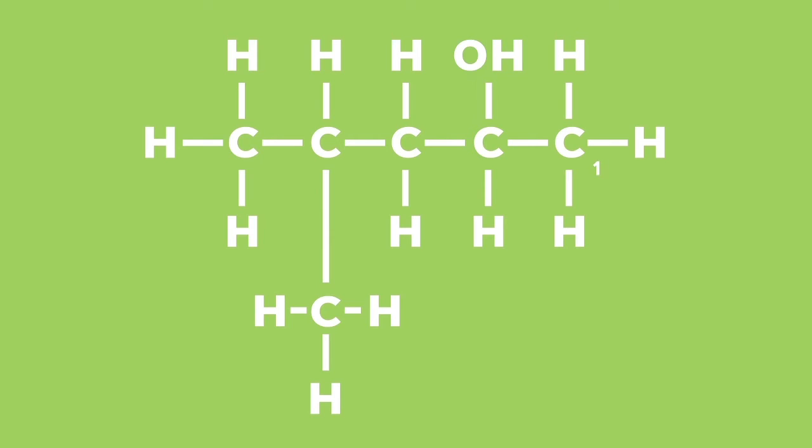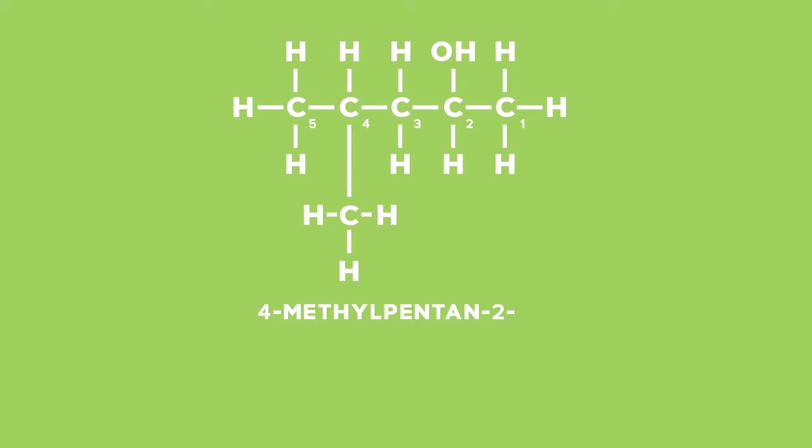We number our chain from the side where the functional group is closest to the end. This places our side chain on carbon number 4. The name of our side chain is therefore 4-methyl, 4 indicating the position and meth indicating the number of carbons in the side chain. If we put it all together, we get 4-methylpentane-2-ol or 4-methyl-2-pentanol.